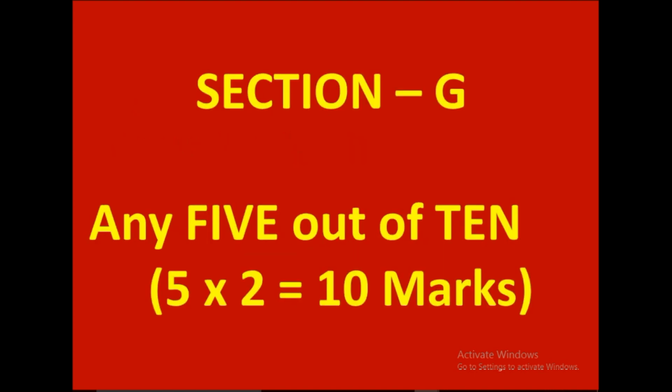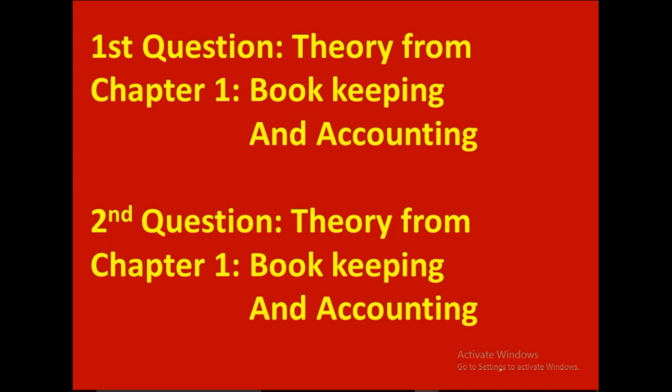Section G. Any 5 out of 10. 10 questions will be given to you and student has to attempt any 5 out of this 10. Each question carries 2 marks. 5 into 2, 10 marks. First question will be a theory question. It is from first chapter, Bookkeeping and Accounting.